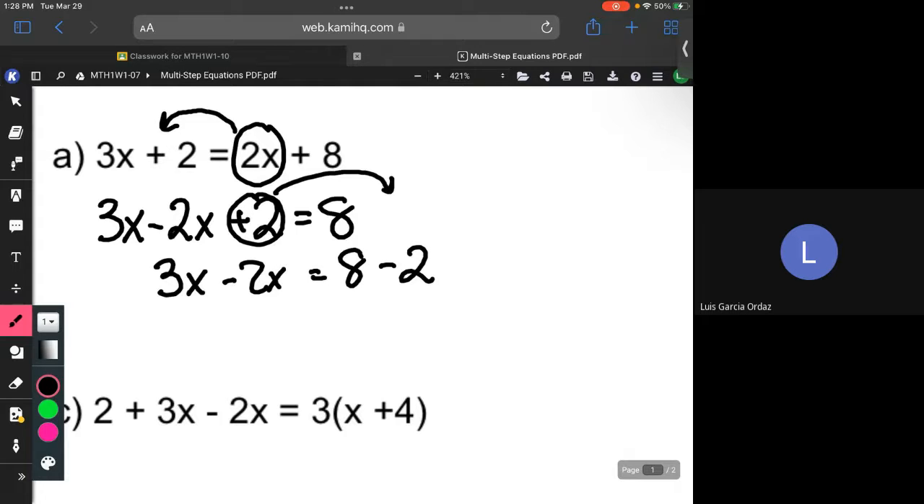And now let's focus on our variable side, the left side. So Kareem, what's 3x minus 2x? So just x. And Yazin, what's 8 minus 2? 6. So my solution is x is equal to 6. So this is what we call solving for x.